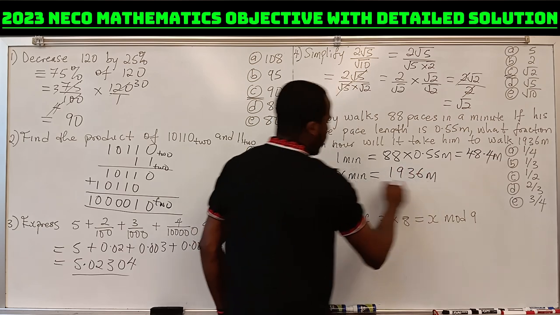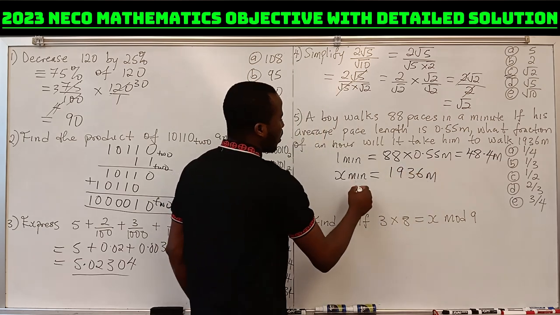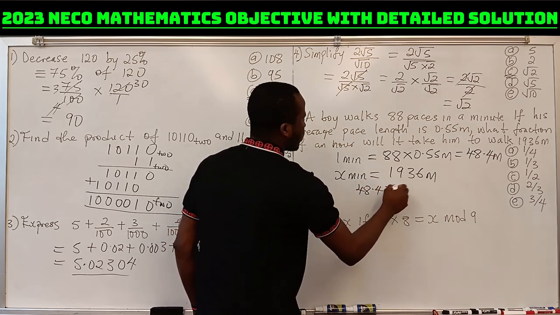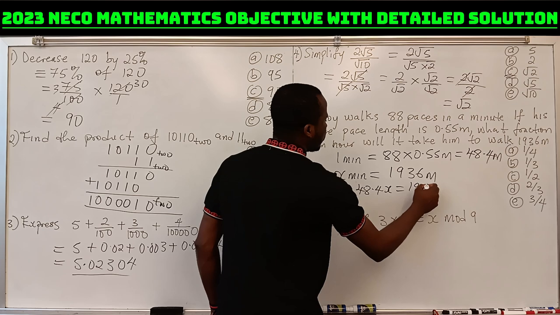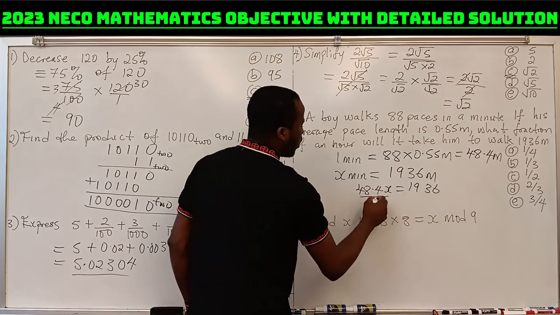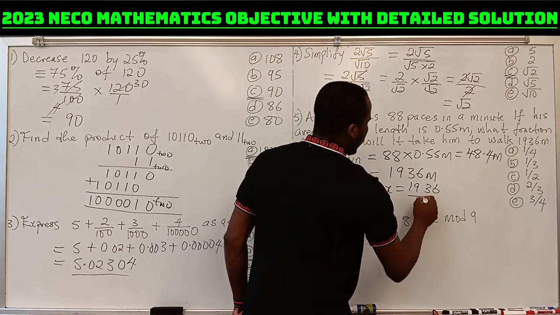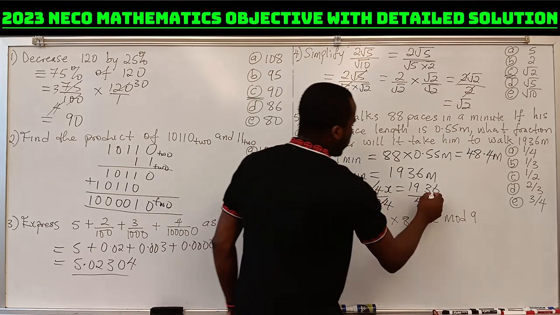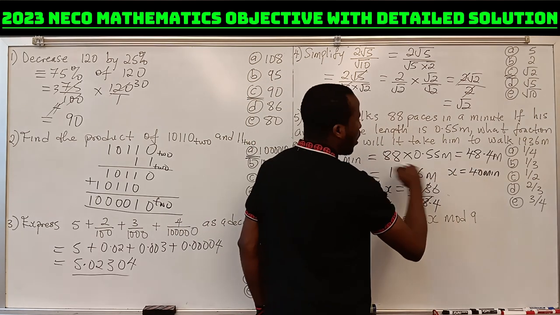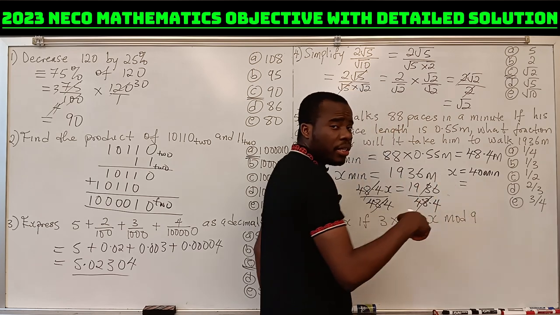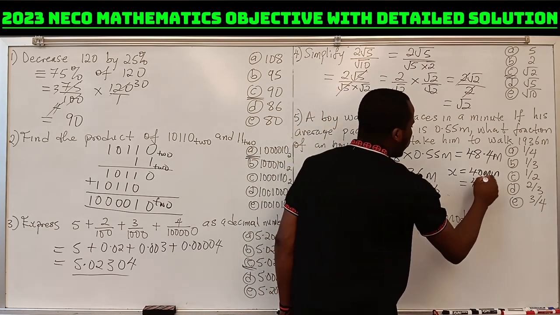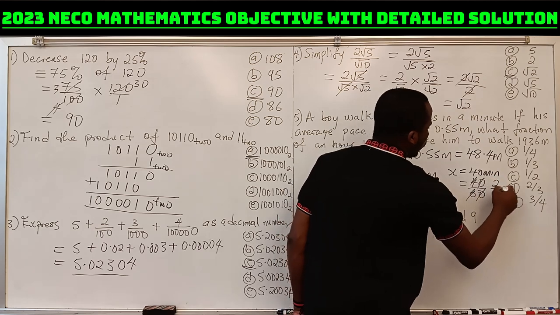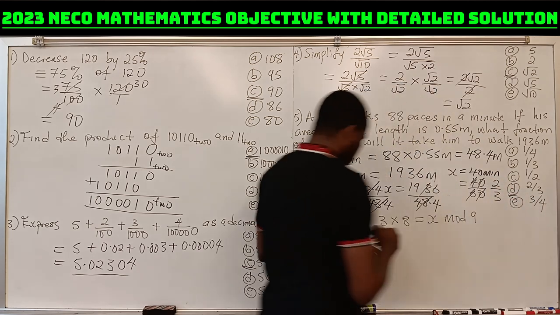We are looking for how many minutes it will take him to get to 1,936 meters. So we'll cross multiply to get an equation. This will be 48.4x equals 1936. Divide by 48.4, and x is 40 minutes. An hour is 60 minutes, so it will be 40 over 60, which is 2 over 3, which is D.